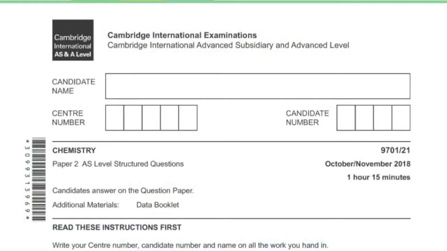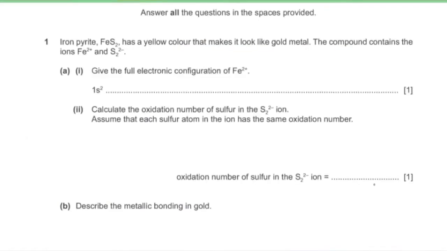Today I'll be solving Chemistry Paper 2 AS Level Structured Questions 9701 Paper 2, Variant 1, October-November 2018. Question number 1. Iron pyrite has a yellow color that makes it look like gold metal. The compound contains the ions Fe2+ and S2 2-. Give the full electronic configuration of the Fe2+ ion.